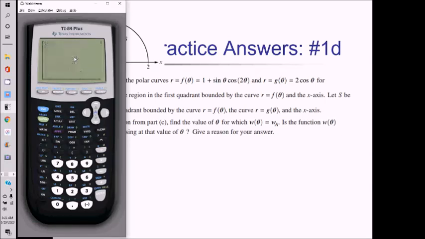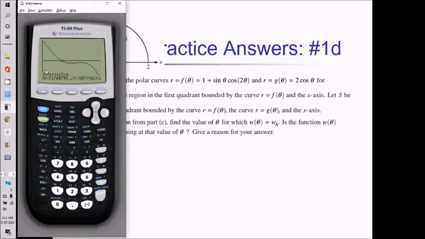We probably aren't because they said find the value of theta for which w of theta equals the average value of w. But you never know. Okay, we're not crossing twice. This is good. So let me do second trace, not table, second trace, option 5. And then move my spider closer to that intersection, enter, enter, enter.